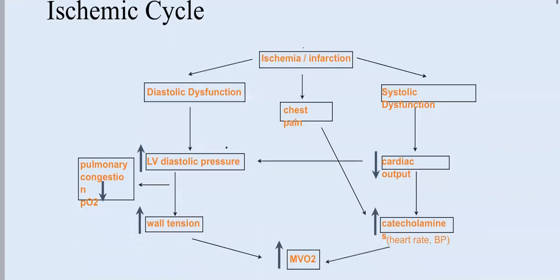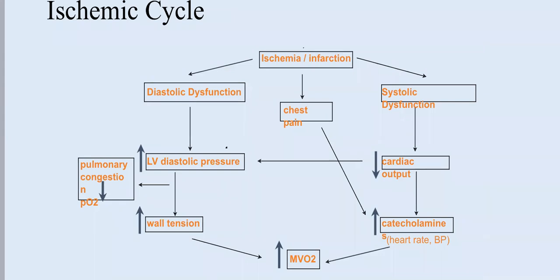The ischemic cycle is a vicious cycle that is set into play when you have ischemia. Initially, when you have ischemia, like we said in the ischemic cascade, you have systolic dysfunction, diastolic dysfunction, and chest pain.